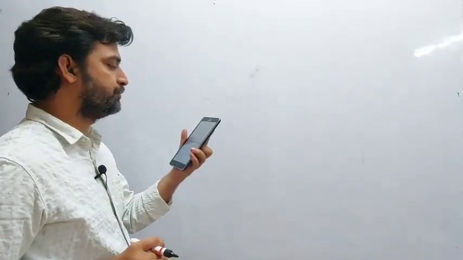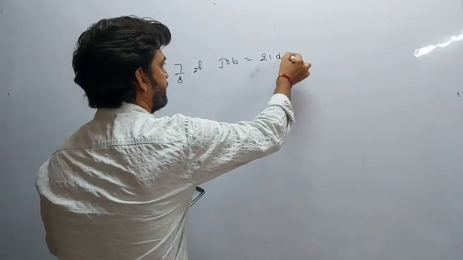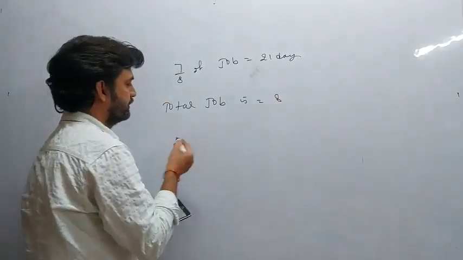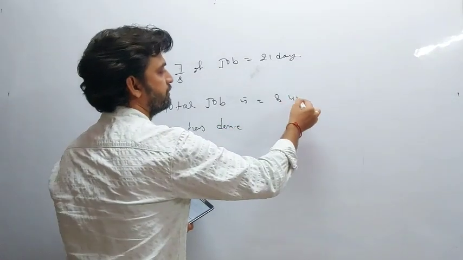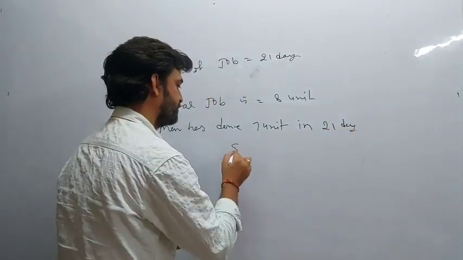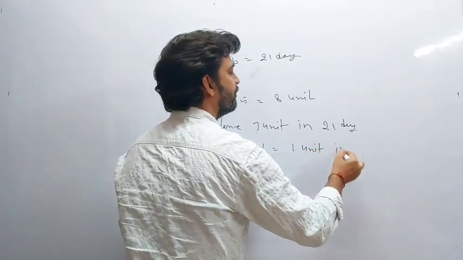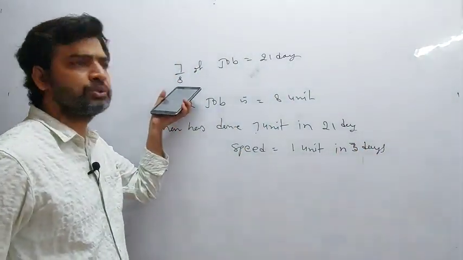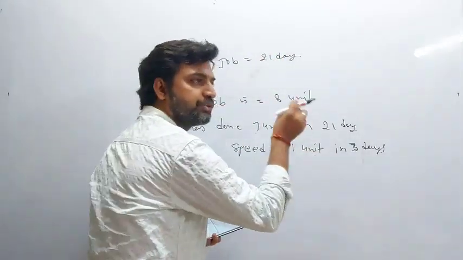A man completes 7 by 8 of a job in 21 days, right? So I can say that total job is 8 units, but the man has done 7 units in 21 days. So the speed of the man is 1 unit in 3 days. 1 unit in 3 days, right? Assume 8 is the total unit, 8 units means 8 pages. Out of 8, 7 is done in 21 days. That means he is writing 1 unit, meaning 1 page, in 3 days.